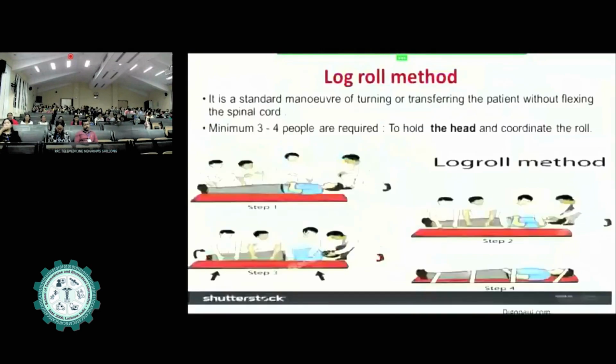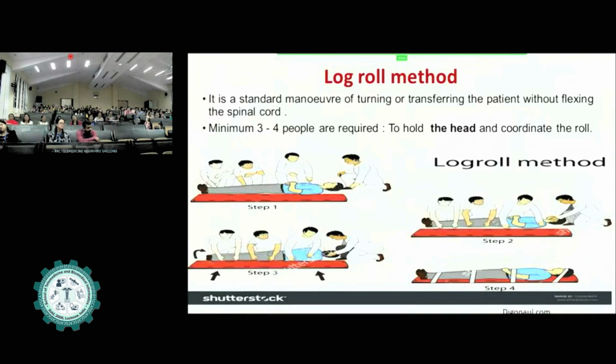One of the most important aspects of positioning is log rolling, which I'll be demonstrating with the help of my colleagues. Now I call my colleagues Anil, Helena, and Rupalim to come and take the position, and Fretty to volunteer as the patient. So we'll be discussing how to log roll a patient with the help of 3 people.